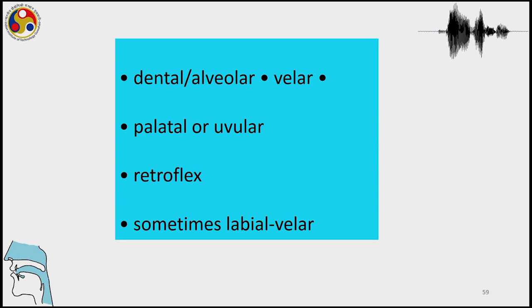But most commonly it is either the dental or alveolar place of articulation, and it's common to have a dental or alveolar and a velar, and if there's a third contrast, then it is most common to have a palatal or uvular contrast. If there are fourth or fifth contrasts, then a language can have a retroflex as a fourth way, and sometimes a labio-velar. So this is the five-way contrast that we can see stops having in languages. However, we also saw Yanbuya, which had a seven-way stop contrast.